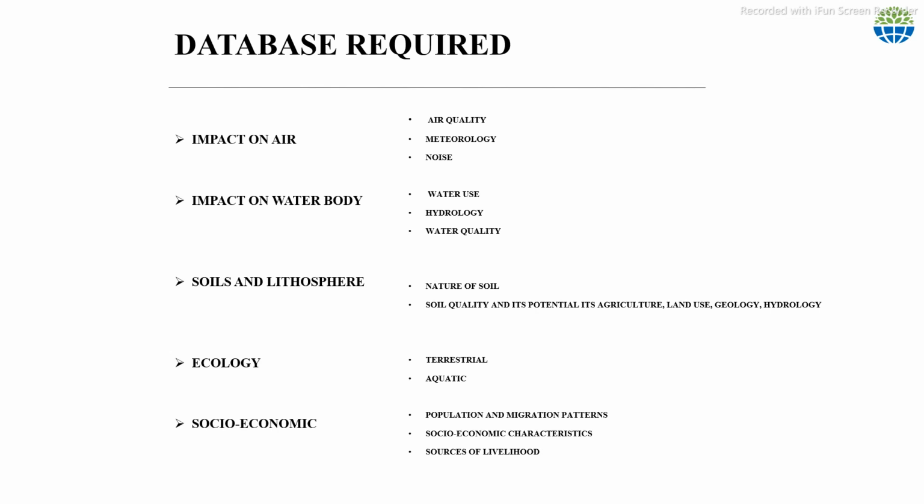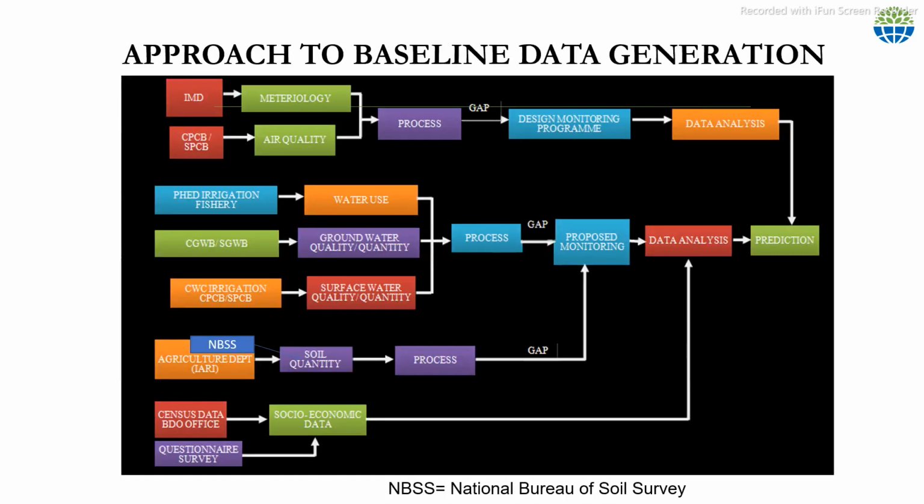The database should be physical, biological, and social. In the case of physical, it is air, water, soil. For ecological, it is biological, terrestrial, aquatic, flora and fauna. And for socio-economic, it is population, demographics, and sources of livelihood, etc. For baseline data, we will not go deep into how we need to generate the data, because it is already covered in different sessions.